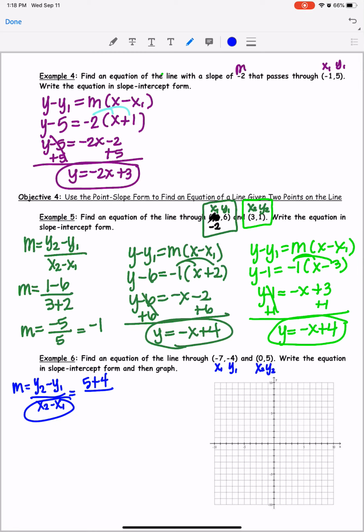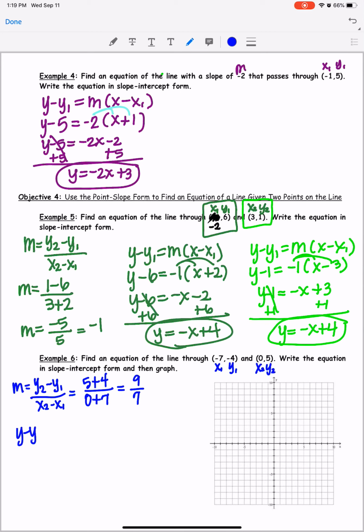x2 minus x1 is 0 minus negative 7, so 0 plus 7. So simplify. 5 plus 4 gives me 9. 0 plus 7 gives me 7. I can't reduce that, so that is my slope. Now I'm going to show you a shortcut after we do this the long way. But now that I have my slope and 2 points, let's use them.